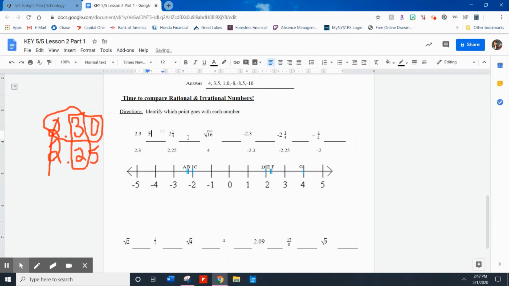So hopefully that makes 2 1/4 or 2.25 easier to read, which is E. Square root of 16 is 4, so that's going to be G.